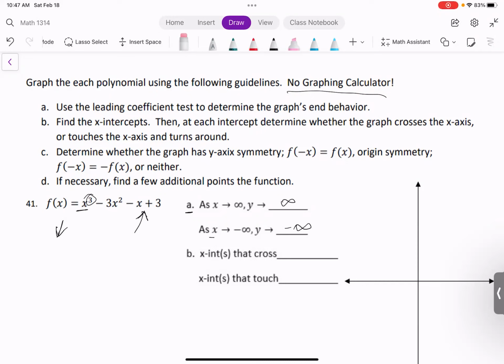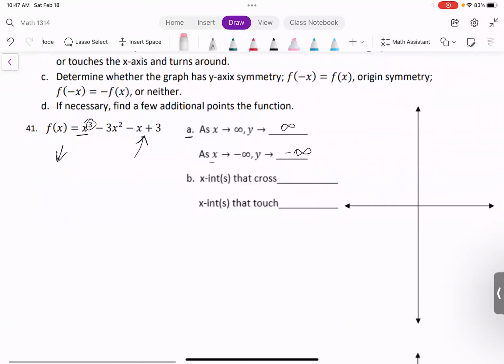Okay, let's see x-intercepts, that cross, that touch. Let's find the x-intercepts. First, we let the function equal 0: x cubed minus 3x squared minus x plus 3 equals 0. We have 4 terms, so we do group factoring. First 2, last 2: x squared times x minus 3.